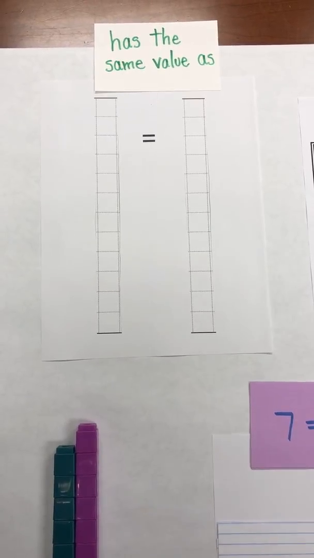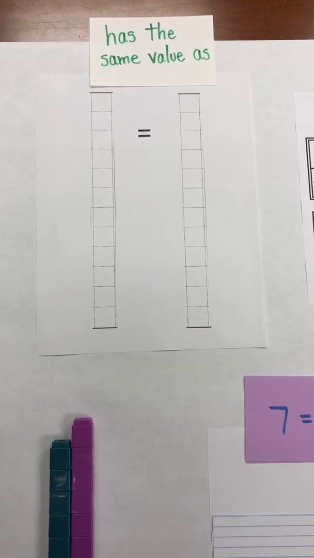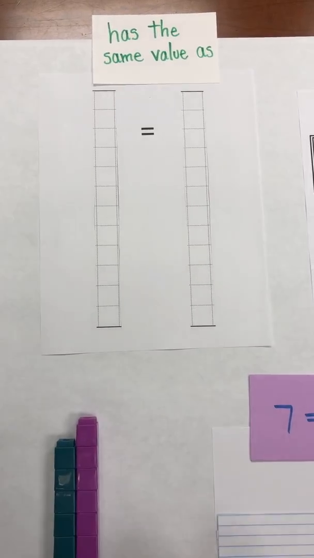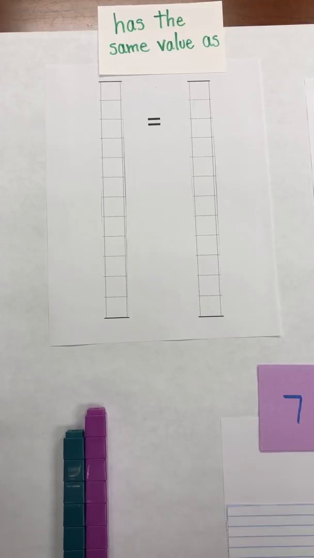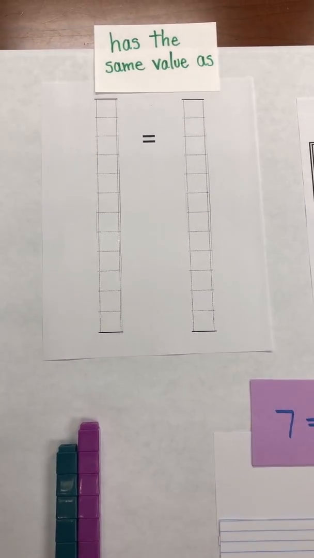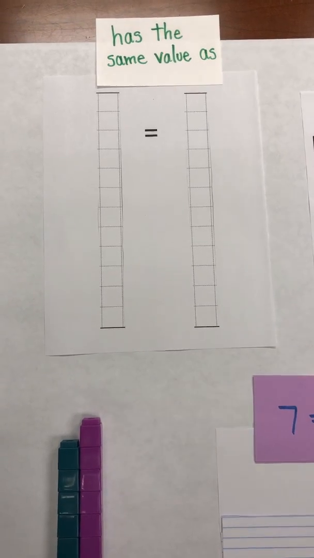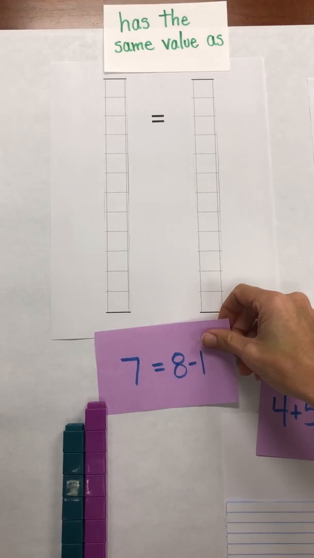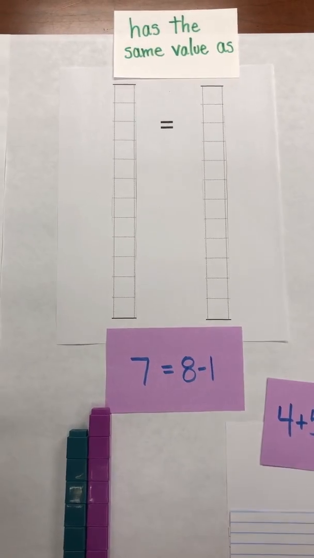Welcome to Unit 13, Understanding the Equal Sign. This will be a two-part video. The first video will actually focus just on the first part of the unit, to determine if the equations are equal, if they're true or not. And then the second video will focus on the missing addends. So we're going to start here looking at 7 equals 8 minus 1.